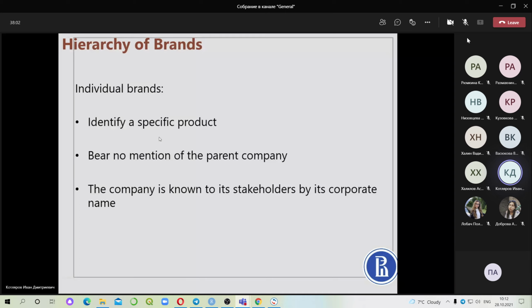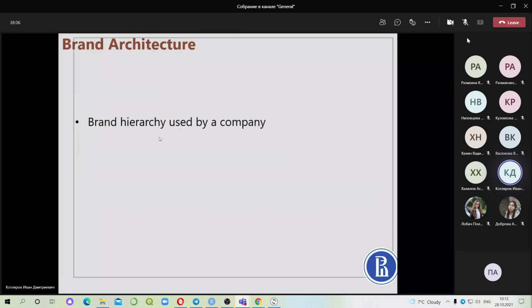Okay, guys, let's continue. What is a brand architecture? It is a brand hierarchy used by a company. So we see that there are a lot of different types of brands, and these brands form a general hierarchy. But obviously, each company has to select a specific hierarchy which suits its needs. And a brand hierarchy used by a company is called brand architecture.